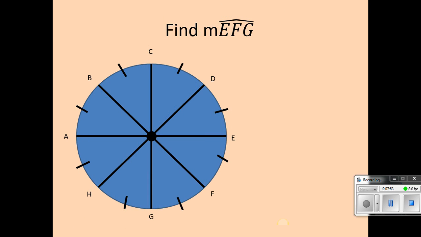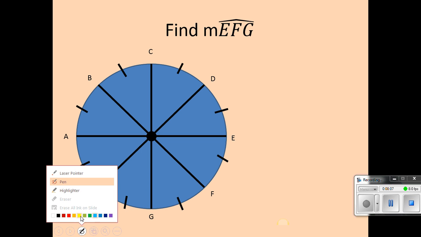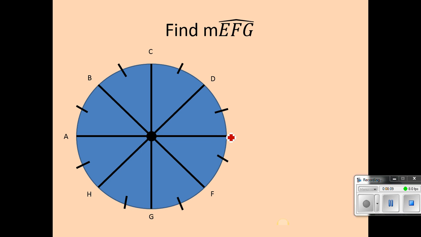Okay. Can you tell me or find the measure of EFG? Okay, so if I want to find the measure of EFG, I first have to figure out where EFG is. So let's go ahead and see what we got here. Here's E through F to G. So that's the arc that I'm looking for. So the angle that I'm looking for is this angle.